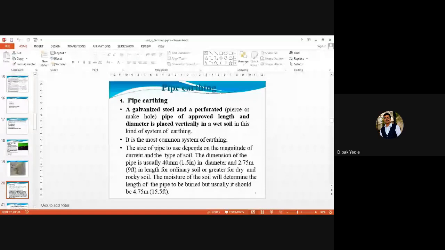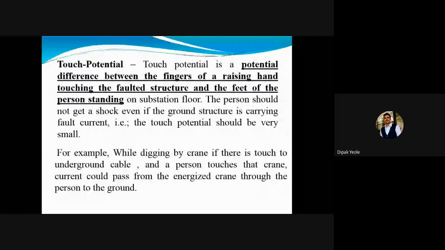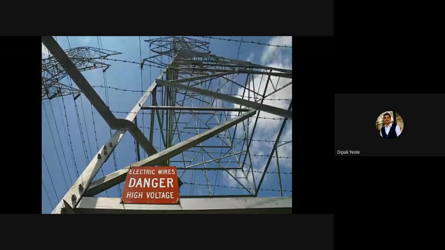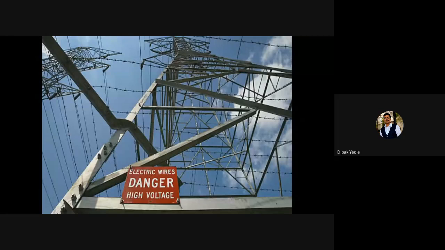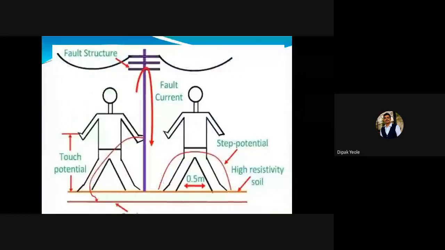And for today's session we have discussed touch potential and step potential. Yes, now we will go ahead. So this is the electric wire's danger high voltage nameplate which is available on the tower. बऱ्याच वेळा काय करतात, कोणी लोक त्याच्यावर क्लाइंब करू नये म्हणून ते फेन्सिंग पण करतात त्या टावरला. Yes, so this is called as a touch potential diagram and this is called as a step potential diagram.